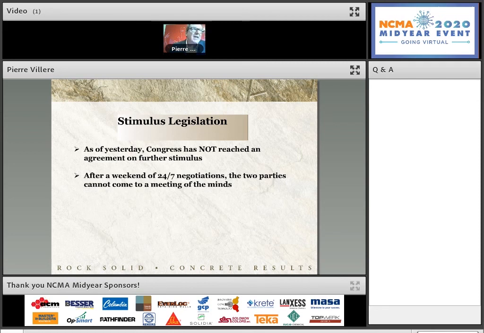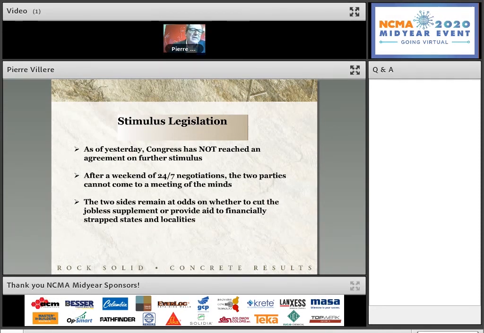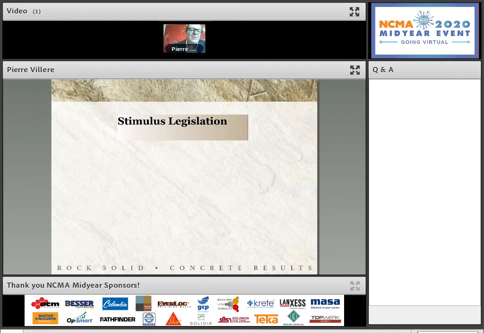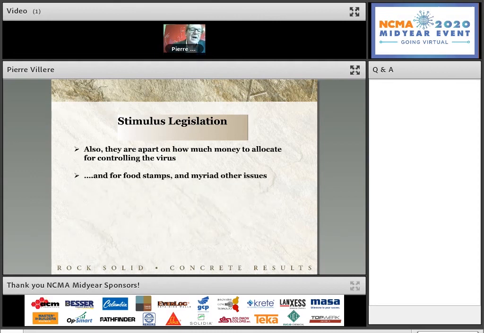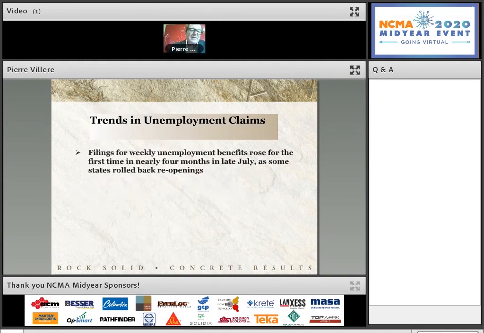We are now 10 days since the last check was mailed and 4 days since the expiration of the prior stimulus bill. The two sides remain at odds on whether to cut the jobless supplement or provide aid to financially strapped states and localities. Also, they are apart on how much money to allocate for controlling the virus and for food stamps and myriad other issues. But they have signaled progress in recent meetings.